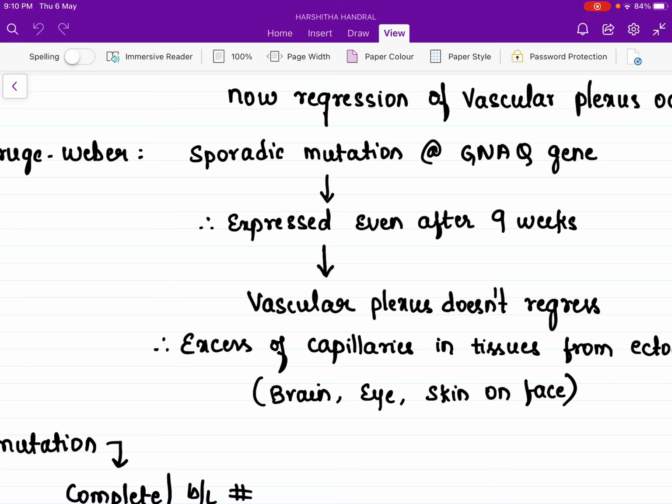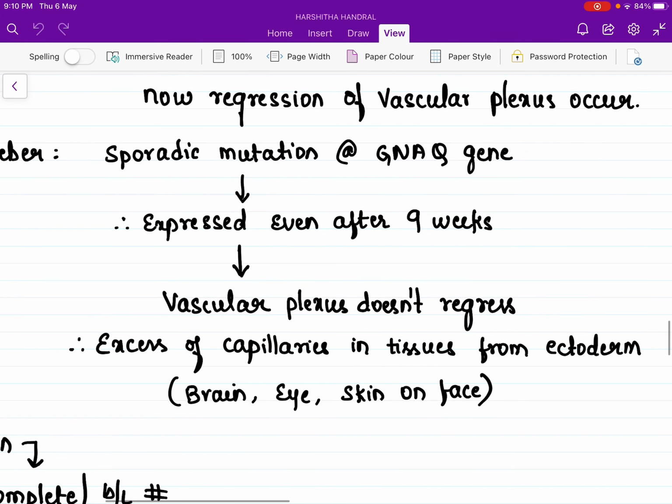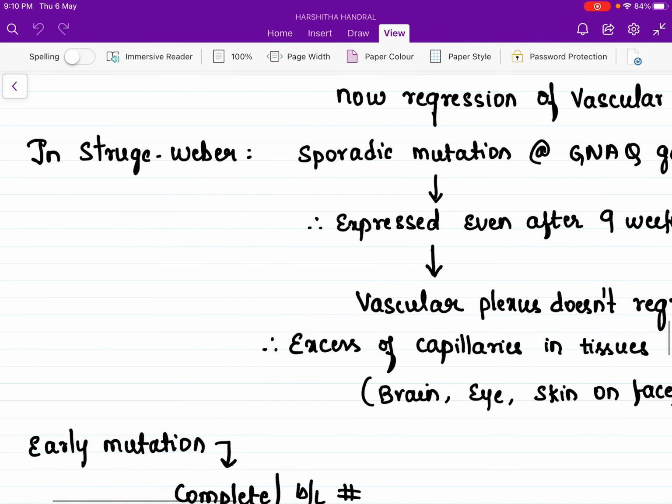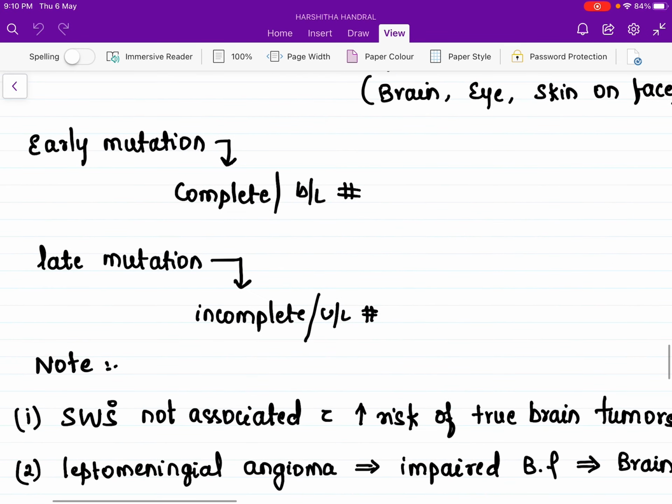So the vascular plexus are not regressing. So there will be an excess of capillaries in the tissue from the ectoderm. So there are high capillaries in the brain, eye, and skin on the face in this individual. If this mutation occurs early in intrauterine life, there is more chance of bilateral regions being involved. If the mutation is in late intrauterine life, mostly it would be an incomplete one affecting only the skin or only the brain, or it would be a unilateral lesion.